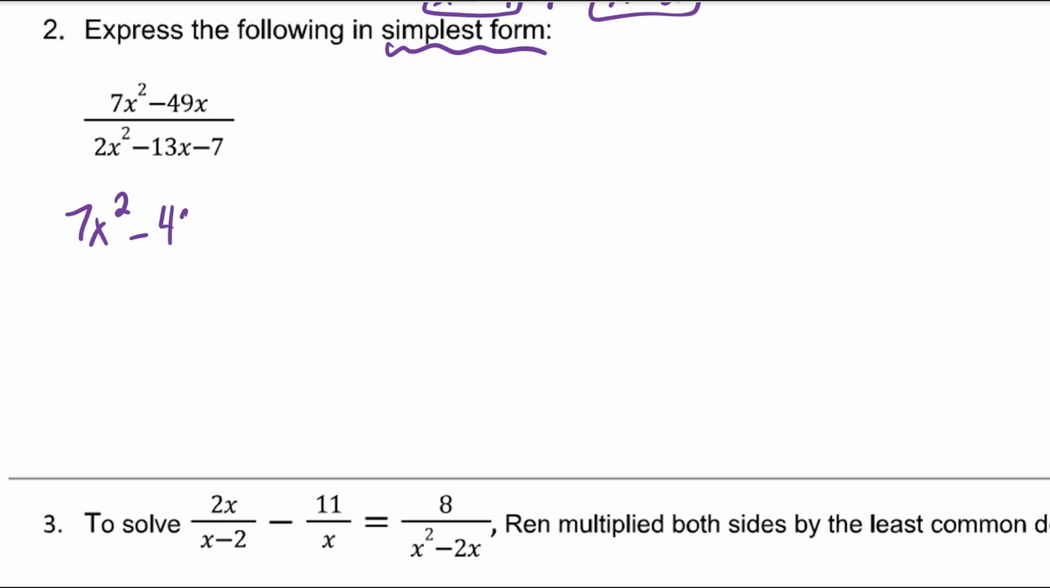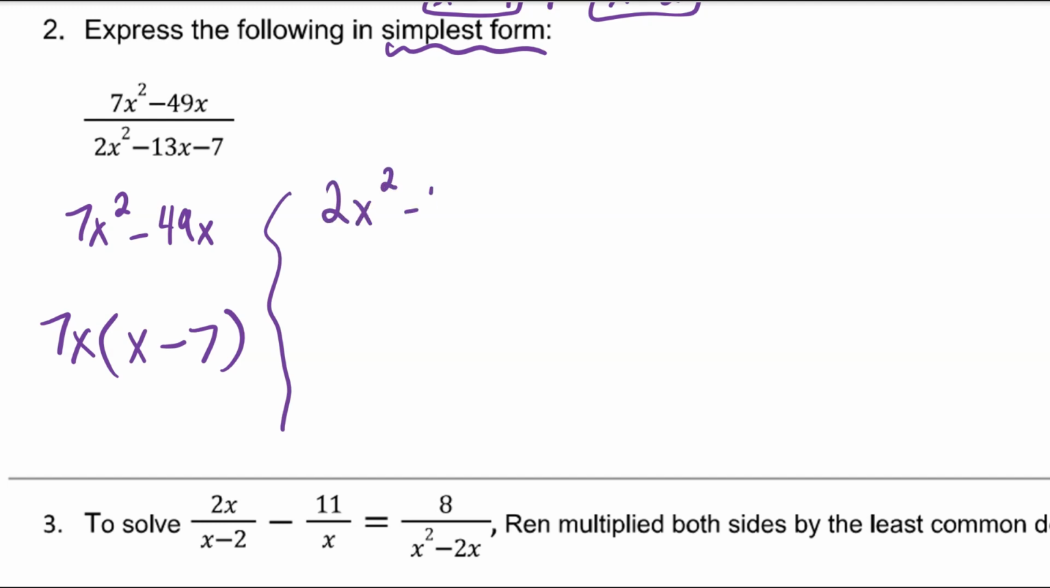Jumps out to me already that there's definitely a GCF of 7 because 49 is also divisible by 7, but they also have an x in common between the two of them. So if I divide that out, I'd be left with x minus 7. And you could always double check and just redistribute in to make sure you get that 7x squared minus 49x. But this is what the numerator would factor into. Now let's see what the denominator would factor into.